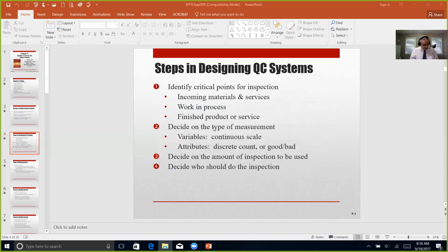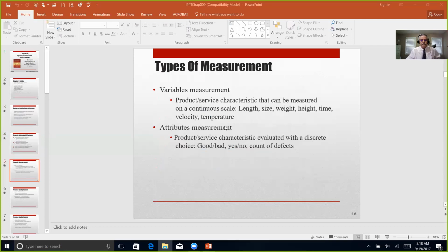And this design of a quality control system really begins on page 190 and goes through page 192. So good reading as we think about designing a quality control process.